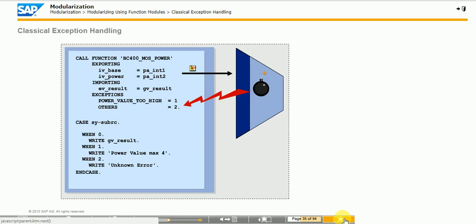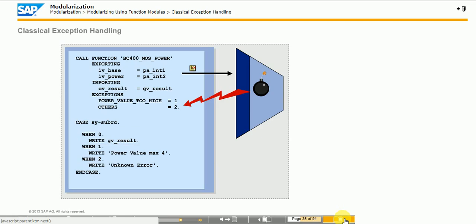By checking this field after the call, you can determine when and, where applicable, which exception was raised so you can react accordingly. If no exception is raised by the function module, the SY-SUBRC of the calling program is set to 0.